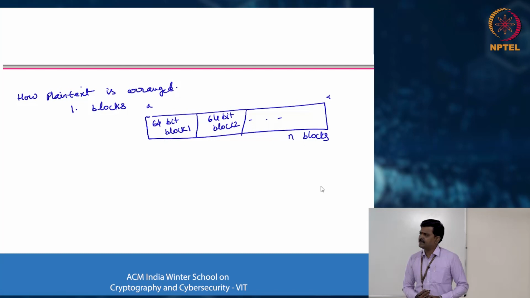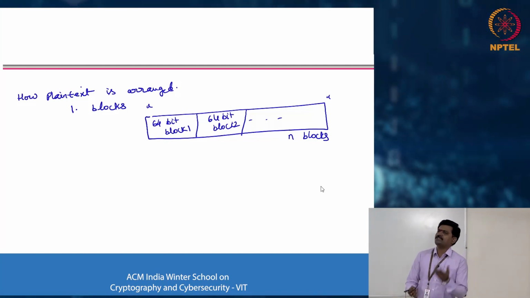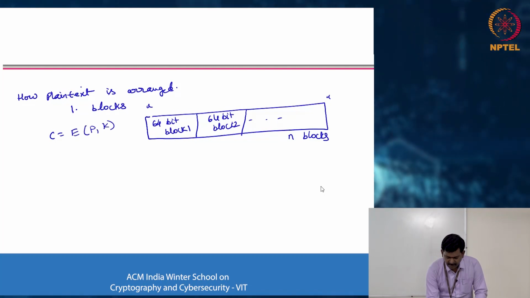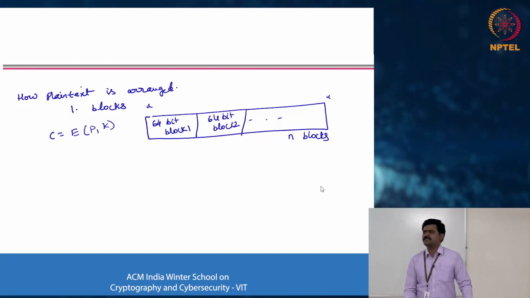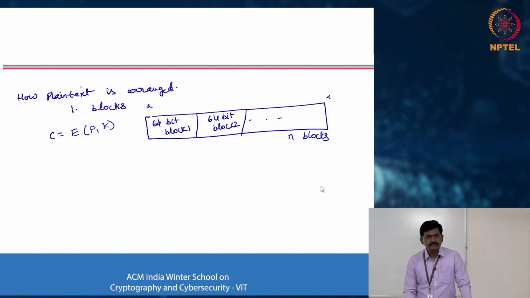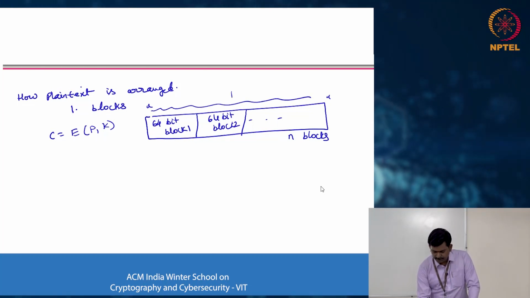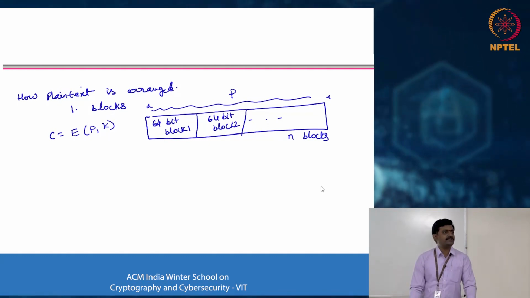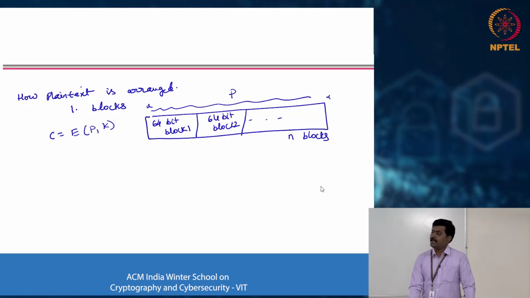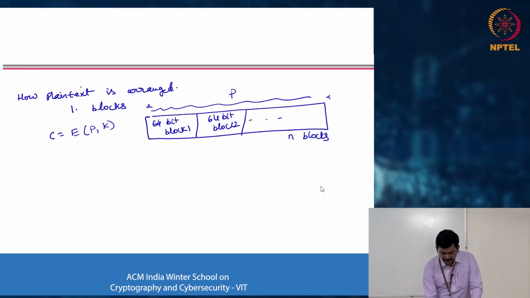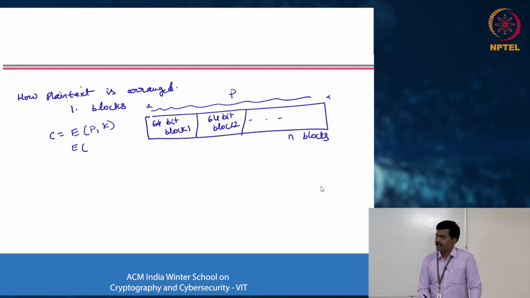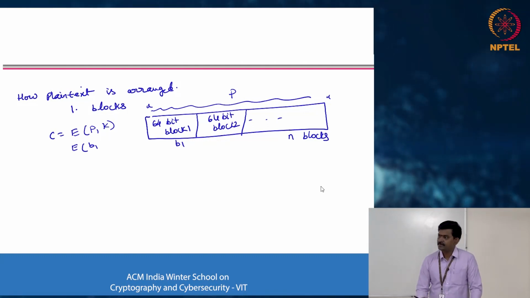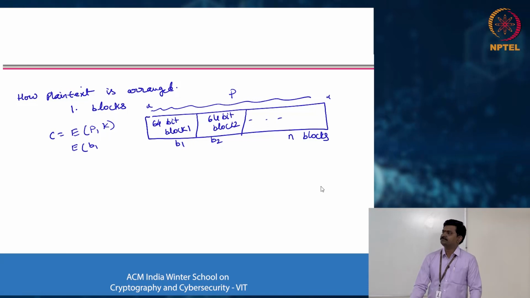So for my encryption algorithm, what goes as input? When I say I am giving plain text as input, imagine I am saying C is equal to E of P comma K. Say I am taking symmetric encryption. My P is my whole plain text. Is it that the whole P I can give to the algorithm? No, what I do is I take block by block. So my encryption algorithm takes first the first block. Take an example, B1 is block one, this is block two, and so on.